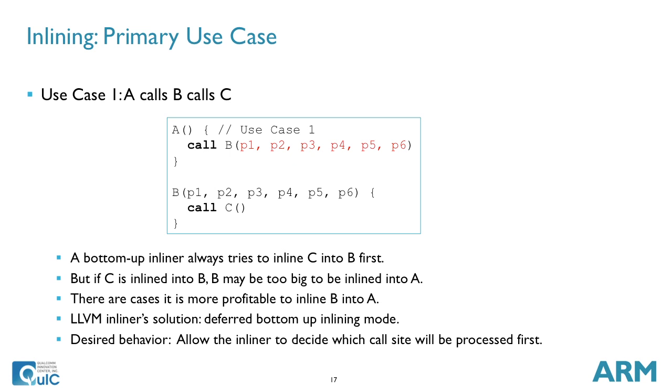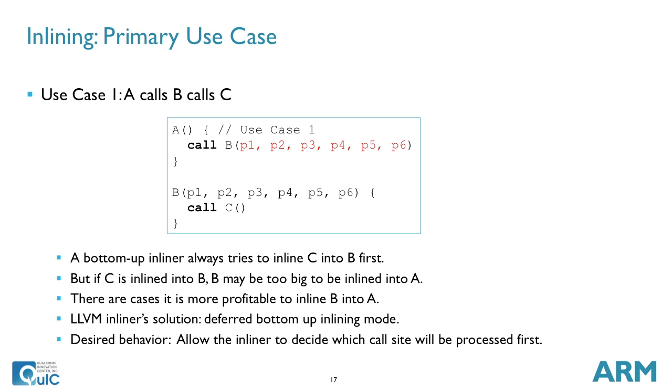The current inliner tries to address this use case with the deferred bottom-up inlining mode. And in that mode, when it's attempting to inline C into B, it analyzes all the callers of B in order to see if they would be more profitable. And if they are, it skips inlining C at that point, because eventually it knows we will end up inlining B into A.